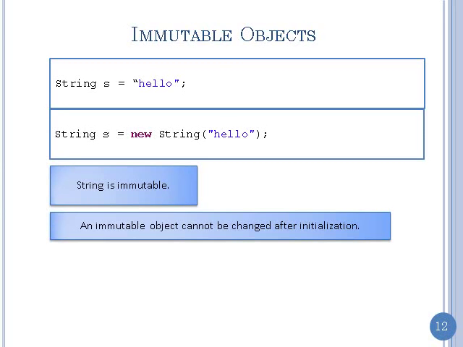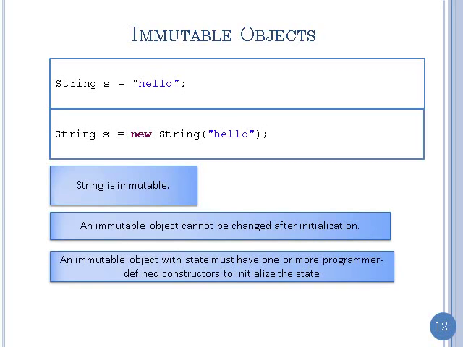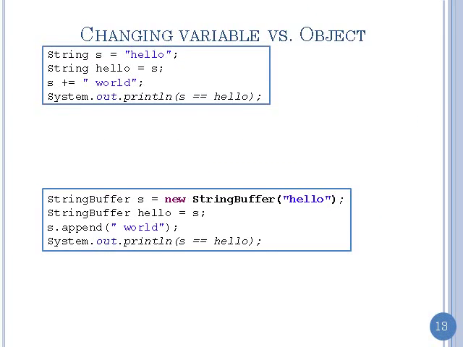String is immutable. And an immutable object cannot be changed after initialization. So an integer, like 5, is kind of funny because it's not an object, it's called a primitive. But strings are easier to understand. And an immutable object with state must have some constructor. So a string cannot be defined without a constructor, because there's no way to set its value.